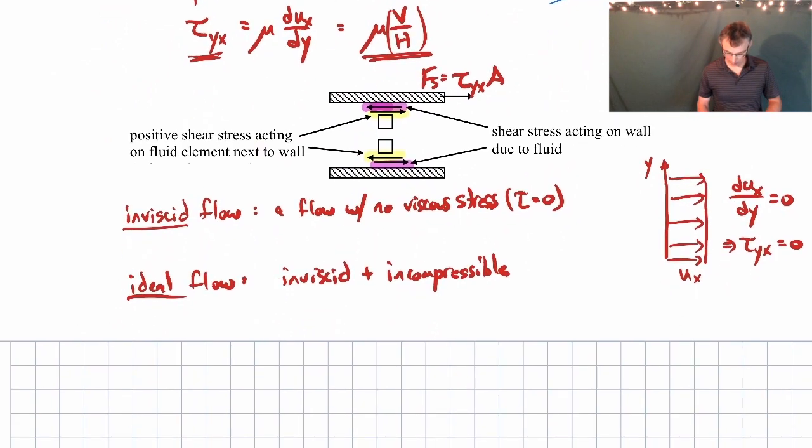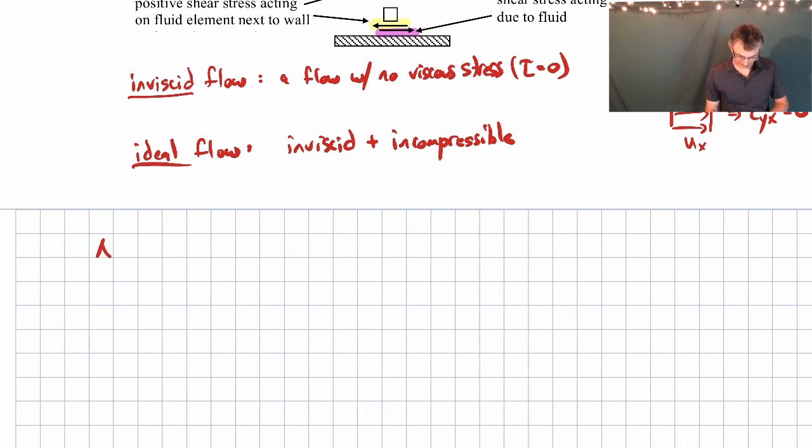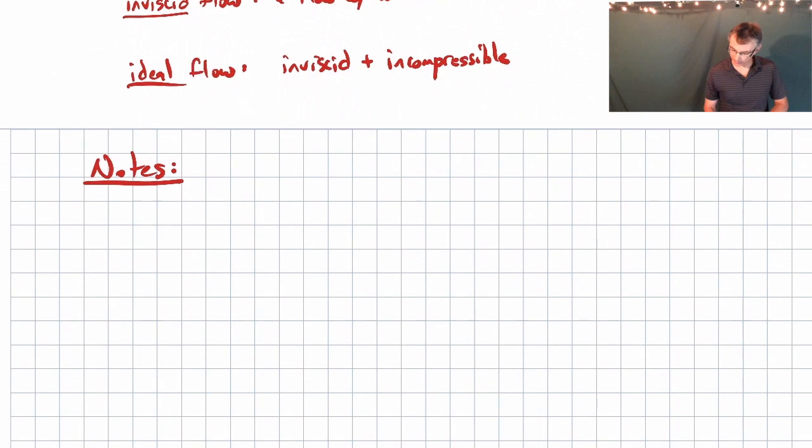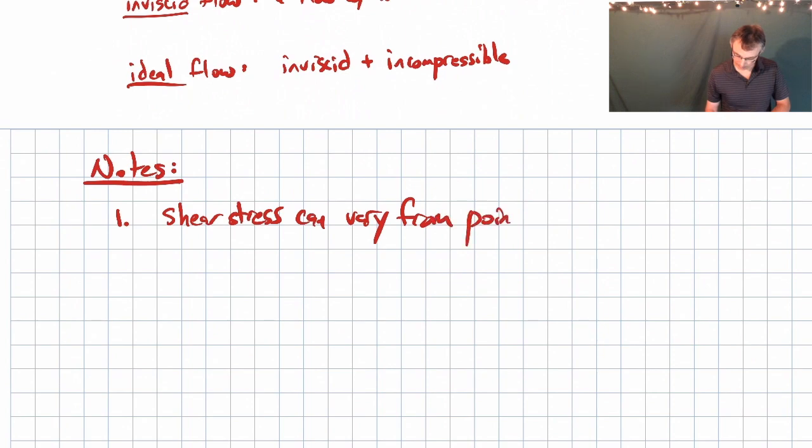All right, let me give you some notes here, some things to keep in mind with respect to viscosity. Number one, an important one, is that the shear stress can vary from point to point in a flow.